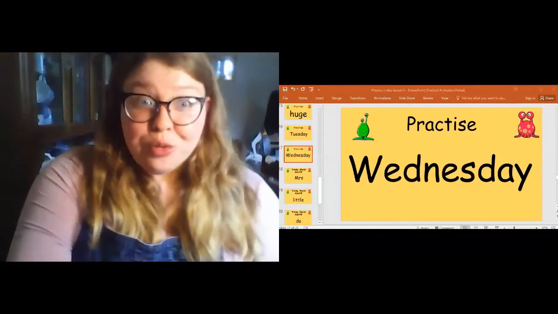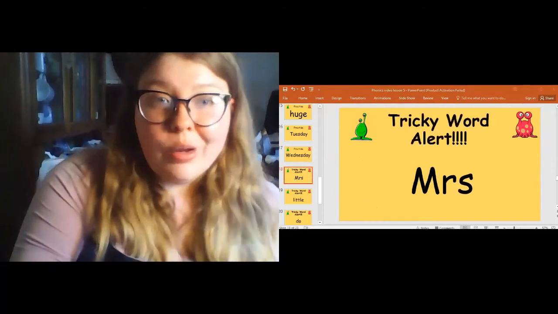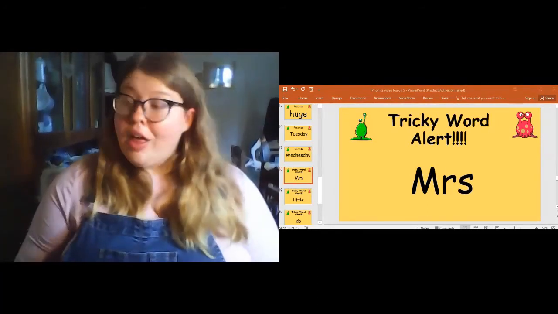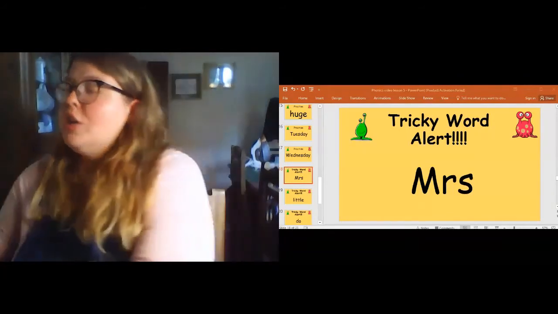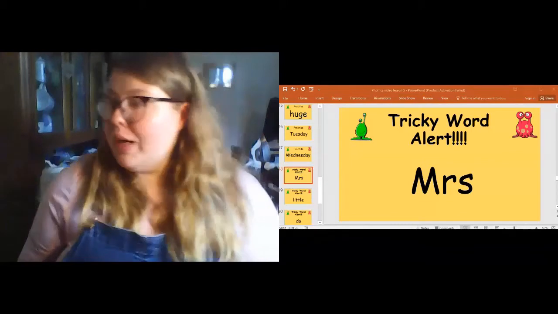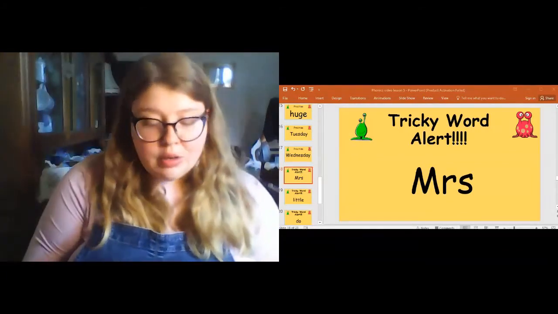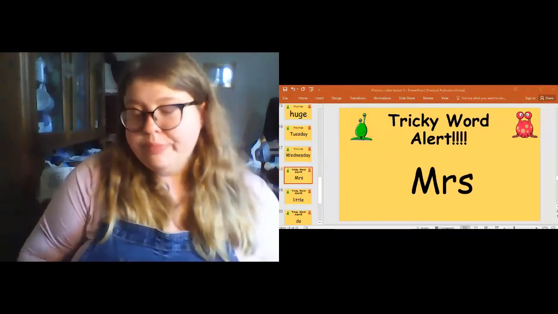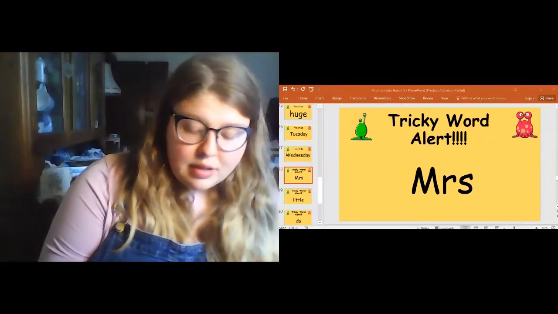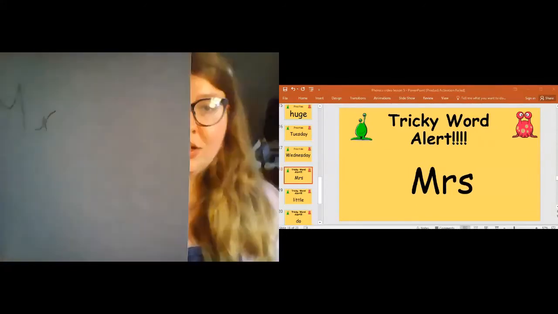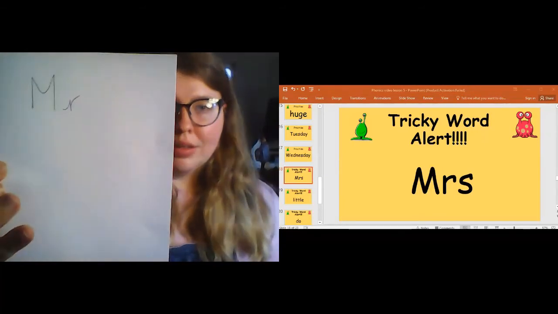Right. We've got a tricky word alert. Let's have a look at our tricky word for today. Now, this one looks very similar to a tricky word we looked at yesterday. Well, not yesterday, it would be Tuesday. We looked at this one on Tuesday. Do you remember what this one was?